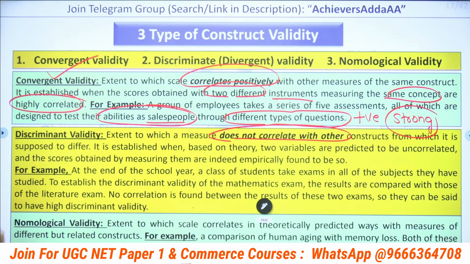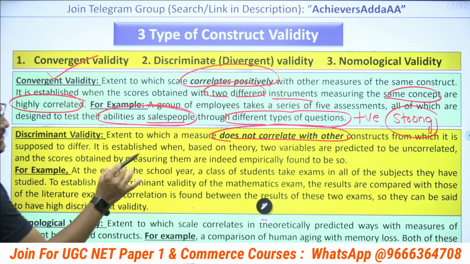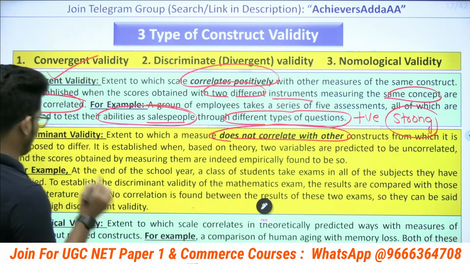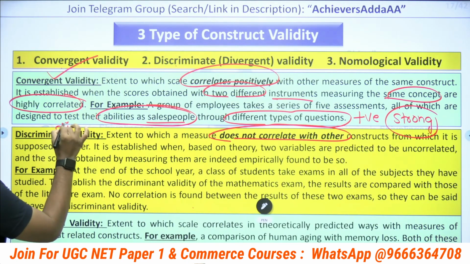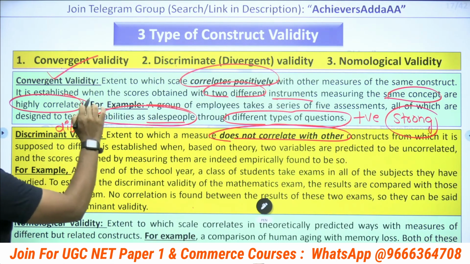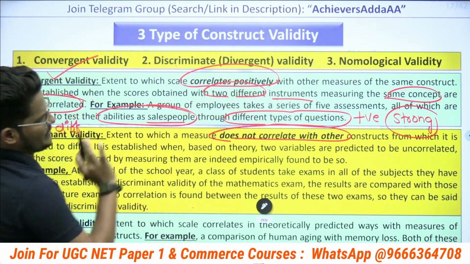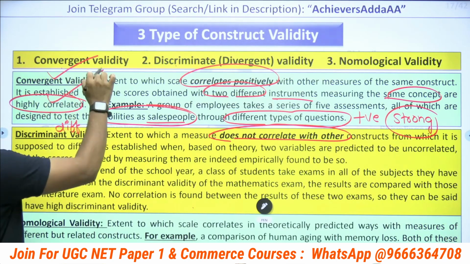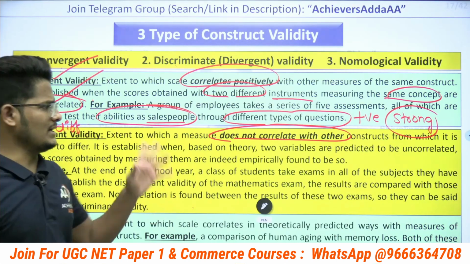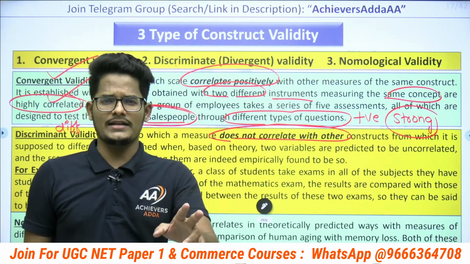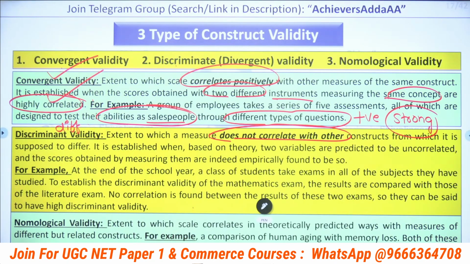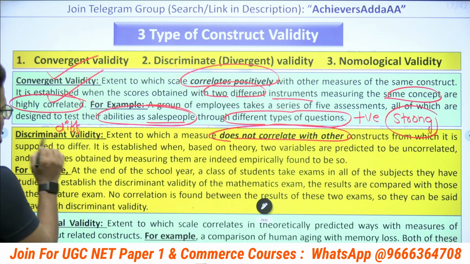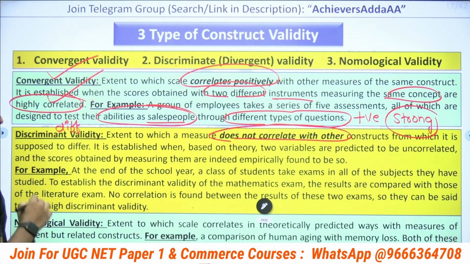Next is discriminant validity. It does not correlate with the other constructs from which it is supposed to differ. So when a difference occurs, suppose it is the same test and the results are coming out fine, that is highly correlated, convergent validity. Whenever they are not correlating, whenever they differ from each other, even though it is the same theory, obviously that comes under divergent or discriminant validity.